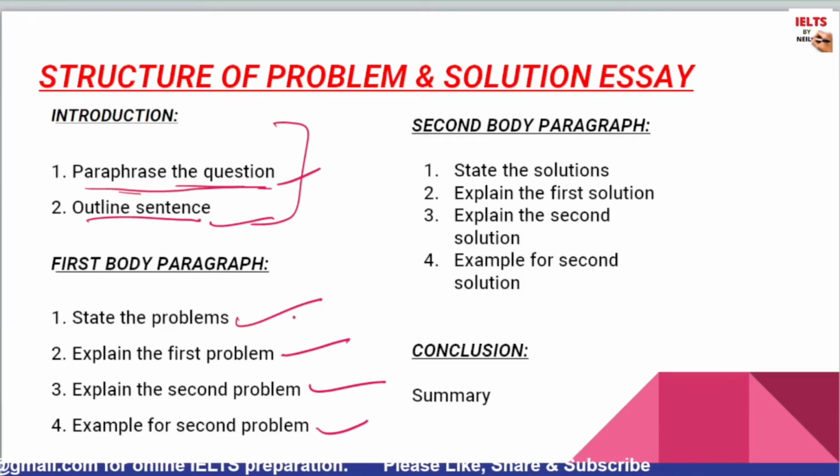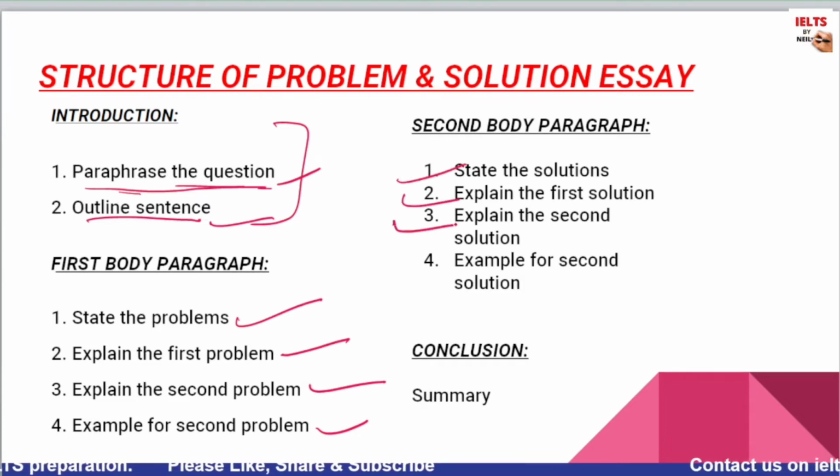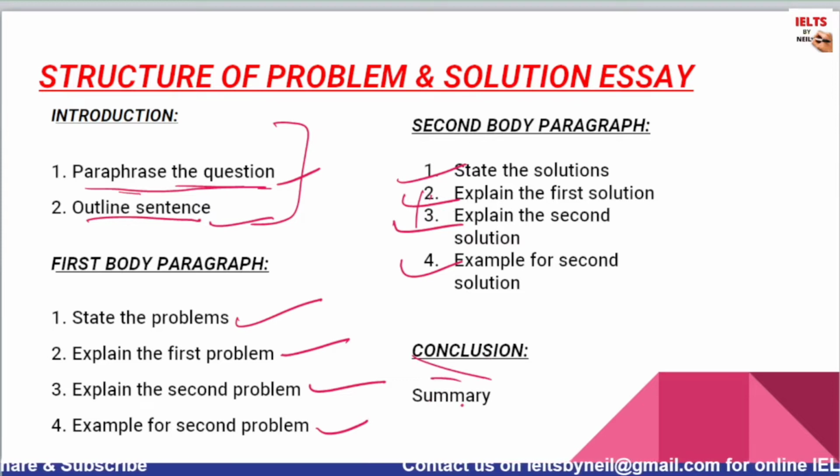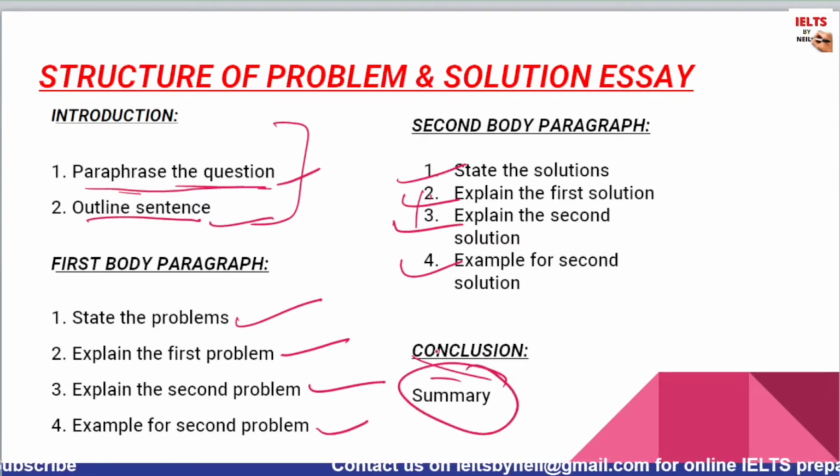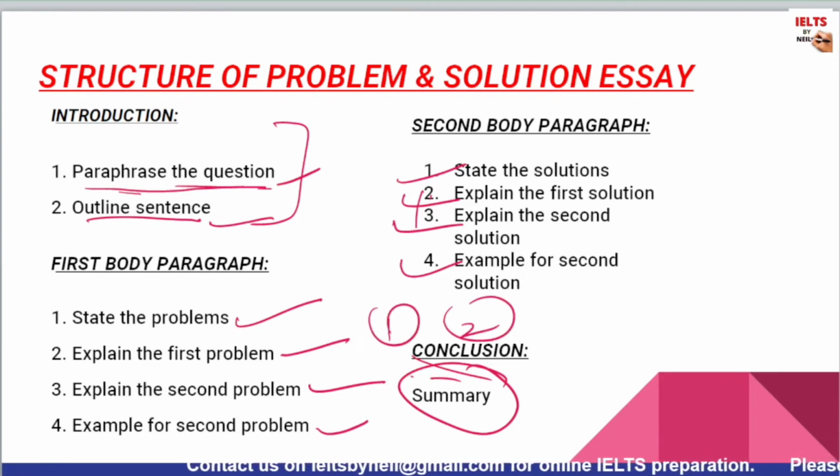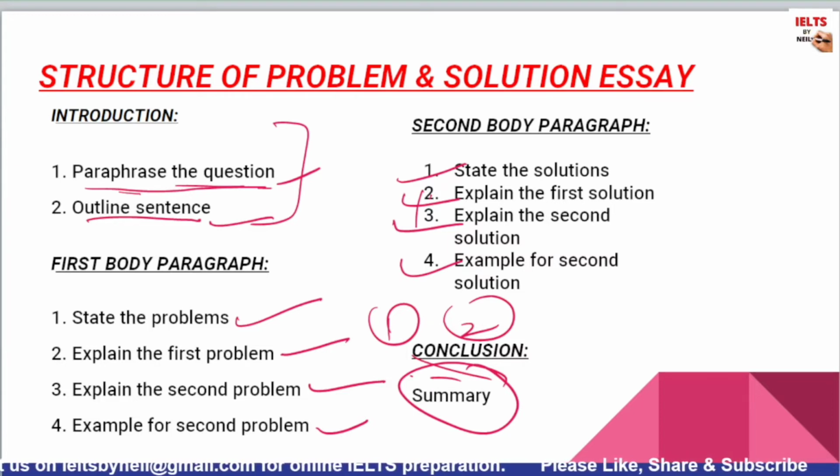So we need to take care of the word limit also. Same goes with the solutions. State the solutions, first solution, second solution, and the example for second solution. Again, no example for first solution just because of the word limit. And in conclusion, you just have to summarize what you have talked about in the first body paragraph and the second body paragraph. Okay, nothing complicated you have to do in this one. It will be more clear to you once we do the sample question.